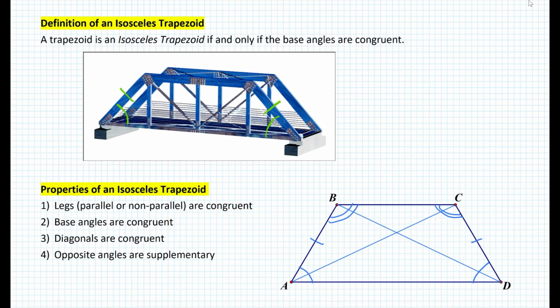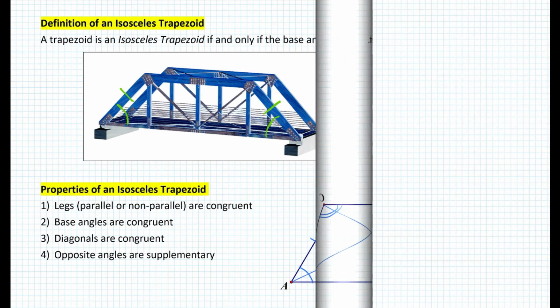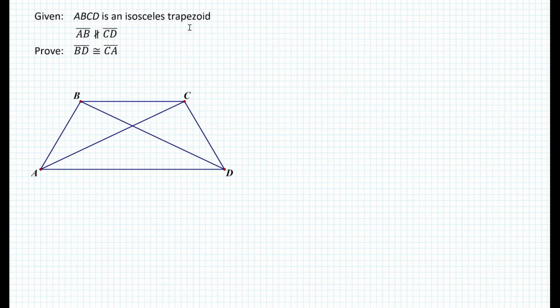So let's prove first that the diagonals are congruent. According to the figure here, we're given that ABCD is an isosceles trapezoid, and we're also given that segment AB is not parallel to segment CD. We're given this because if we weren't given that AB and CD are not parallel, then we could simply state it's a rectangle, and in a rectangle the diagonals are congruent. We already proved it. So we state that these two legs are not parallel, so we can deal with this special case of isosceles trapezoids.